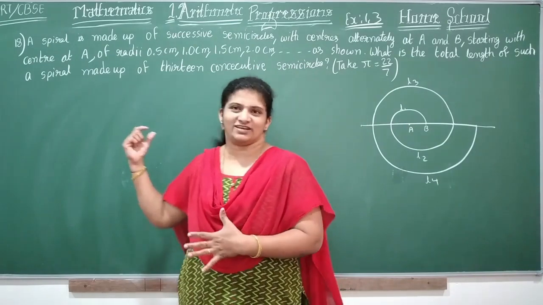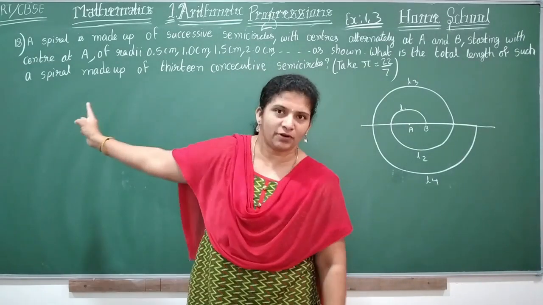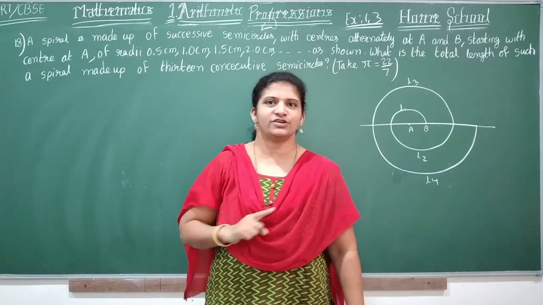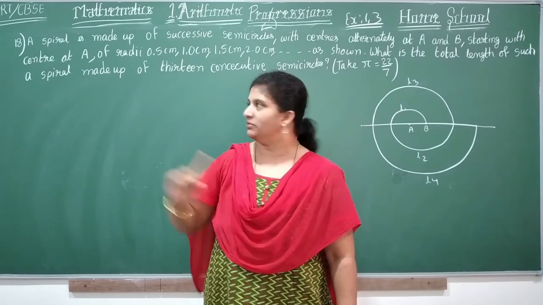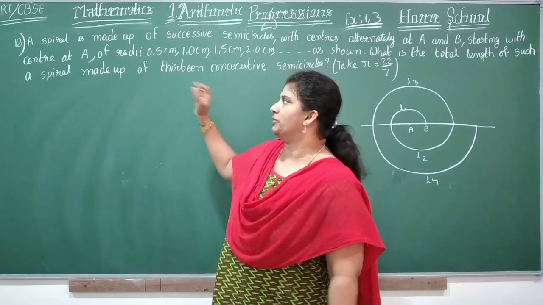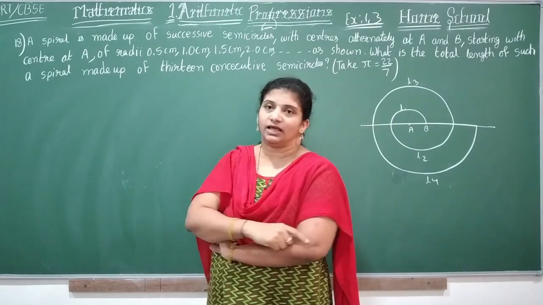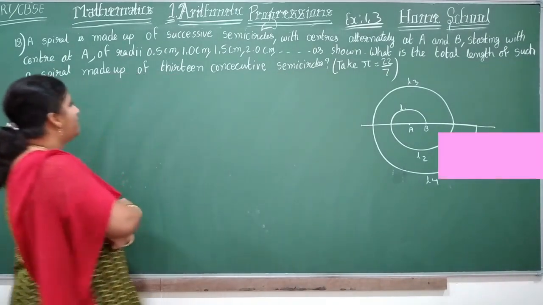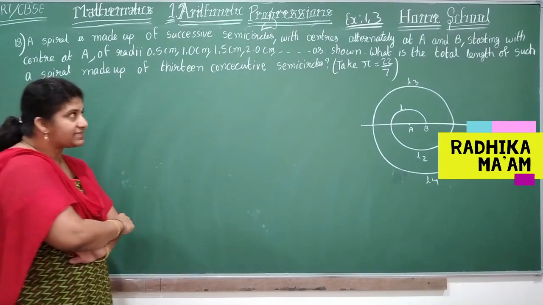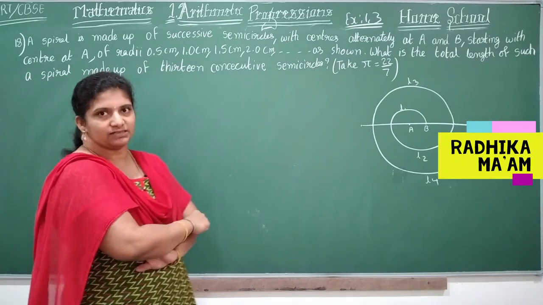Okay, let's go fast. Which problem here? 18th problem. Last session we ended up to the 17th problem. We are going to start your 18th problem. A spiral is made up of successive semicircles.